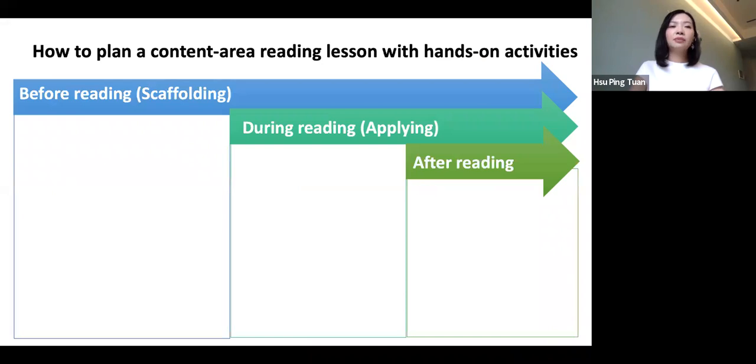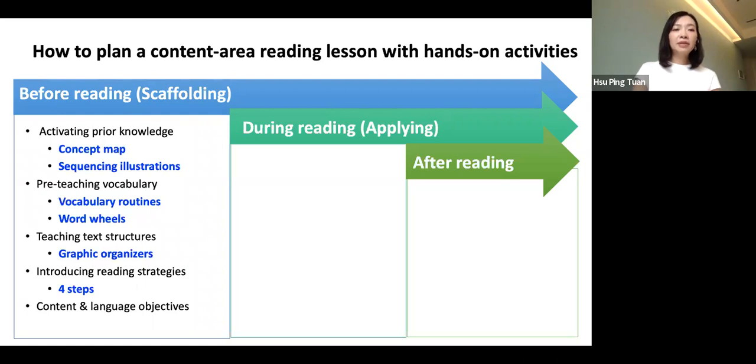So remember about this one. Before reading, for this stage, the purpose is that we are going to provide students with a lot of scaffolding. If we provide students with a lot of scaffolding, then it's much easier for them to get a general understanding of the text. So when they are reading the text, it will be much easier for them to understand it, right? So for before reading, remember that we talked about we can activate students' prior knowledge.